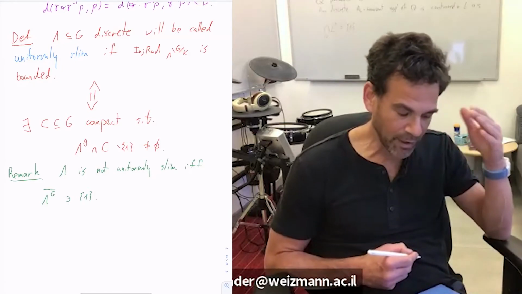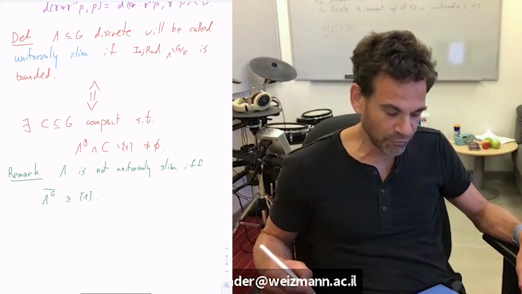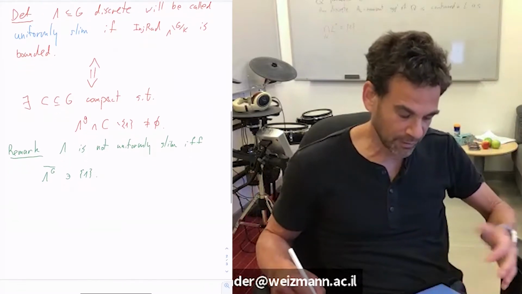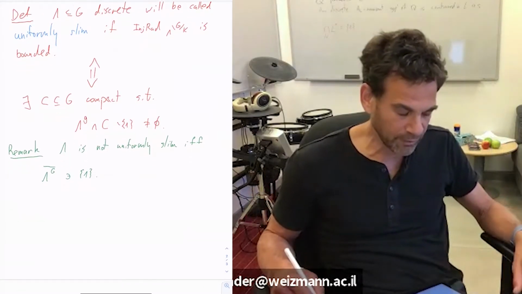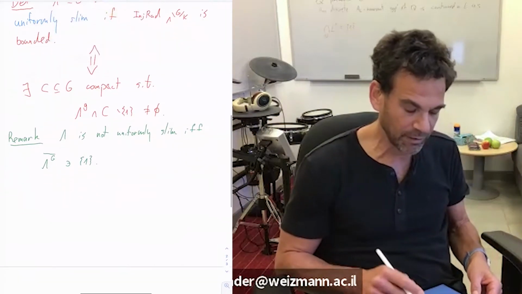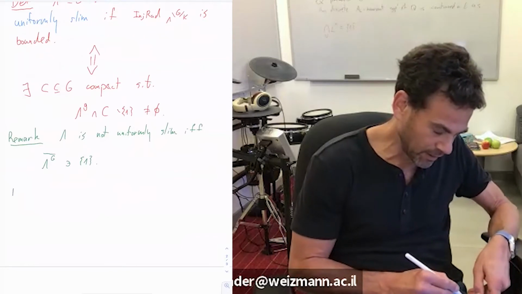By the way, I use lambda to denote a group which is not a lattice and gamma to denote a group which is a lattice. Lambda could be a lattice, but a priori it's not. So let me state the theorem in a slightly more general case.